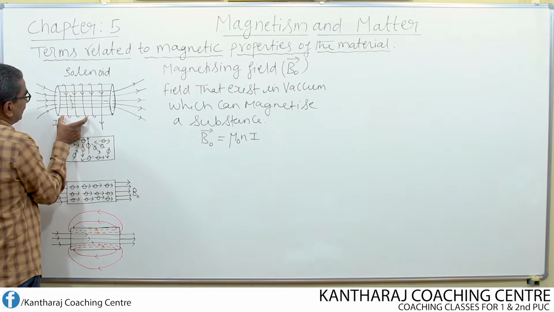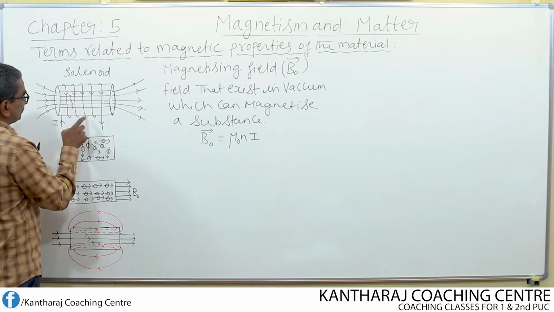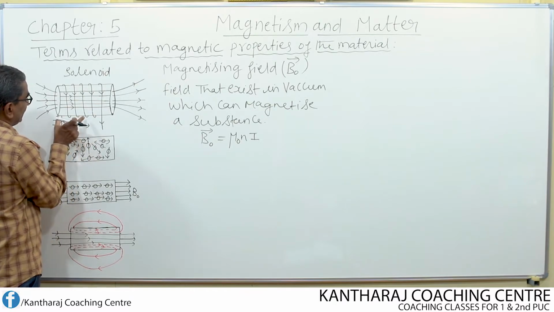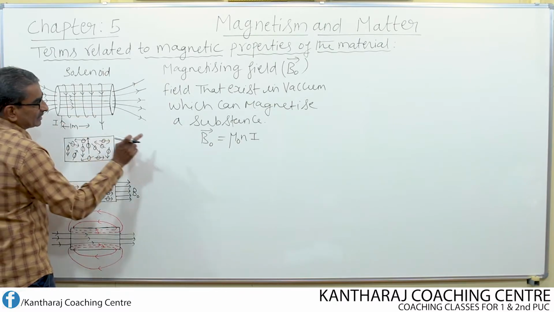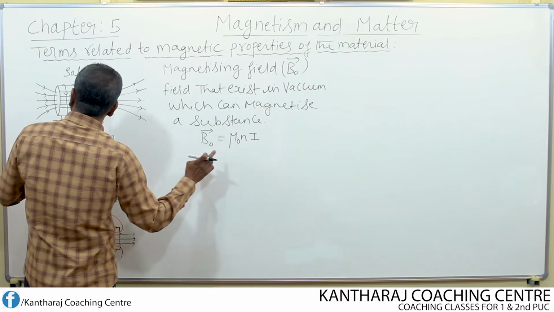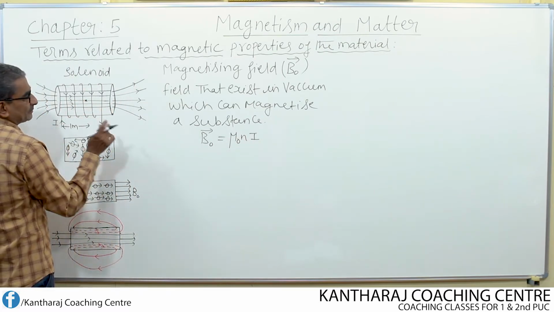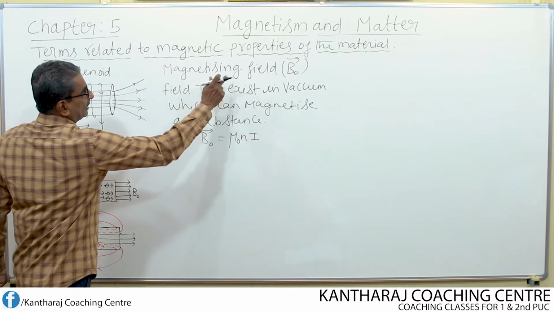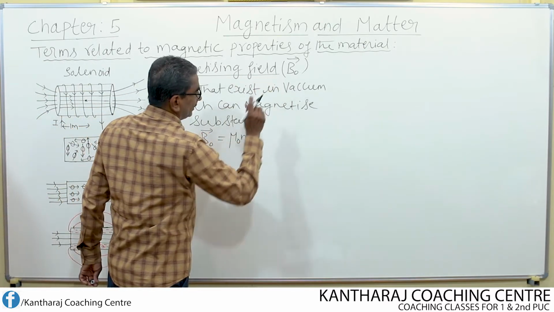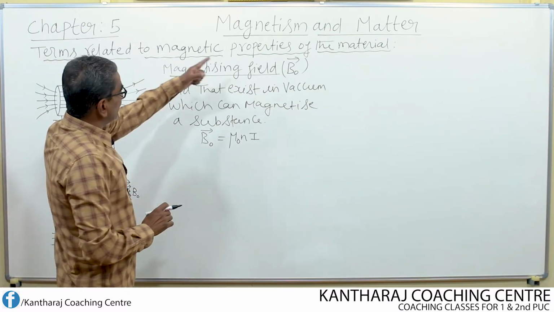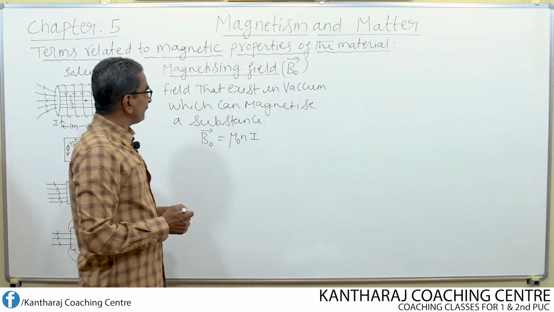Suppose I consider the length from one end to the other as 1 meter. Then how many turns are there in this 1 meter length? That is n, and I is the current flowing. So the field inside the solenoid at this point is B naught, which is called the magnetizing field. This is one term related to the magnetic property of a material.